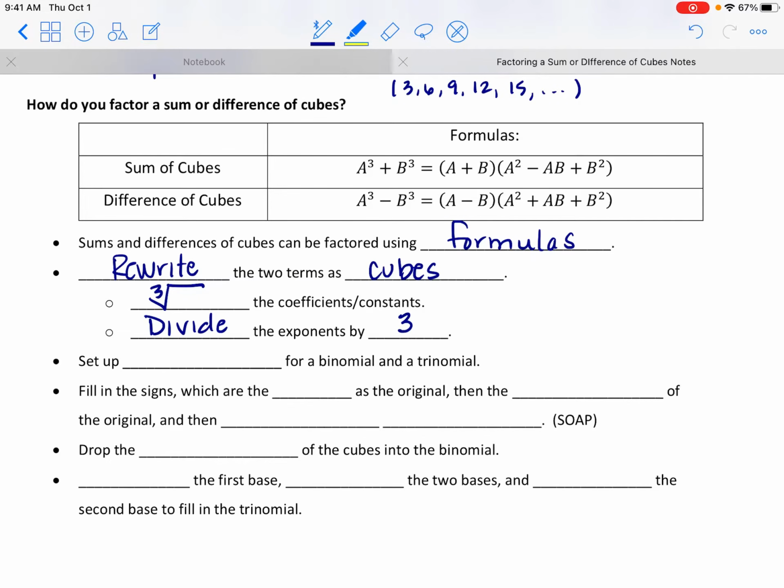Notice in the sum, if we start with a positive here, then we start with a positive here, and then the sign changes to a negative, and then this one's positive. Here we start with a negative, this one starts with a negative, then it jumps to a positive, and the last one's positive. So the signs are the same from the start to the start, then it jumps to the opposite, and then the last one is always positive. That's one pattern that I like to remember.